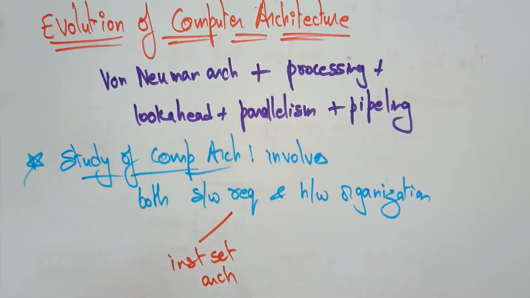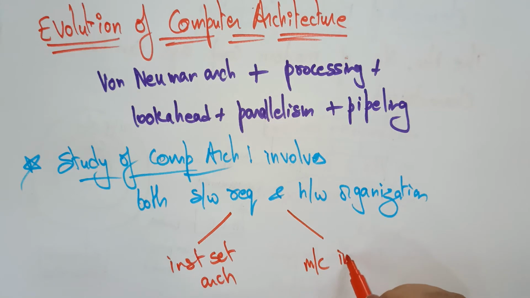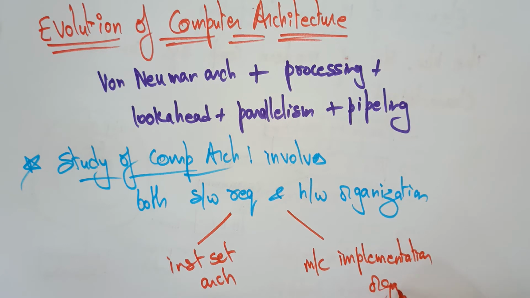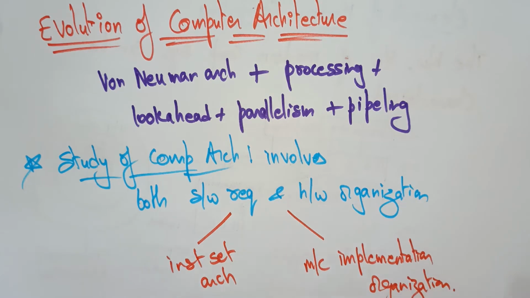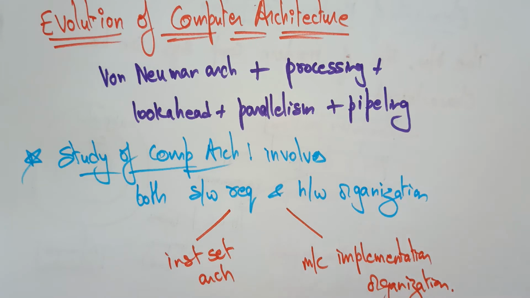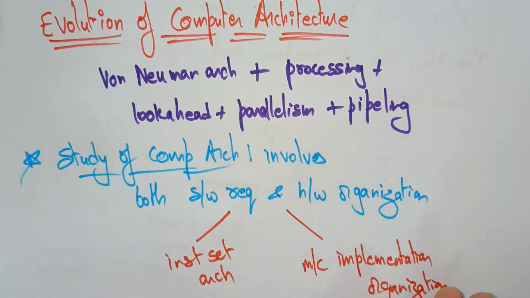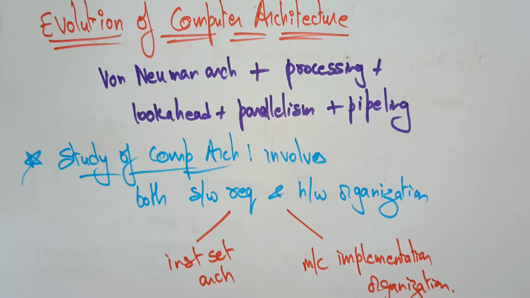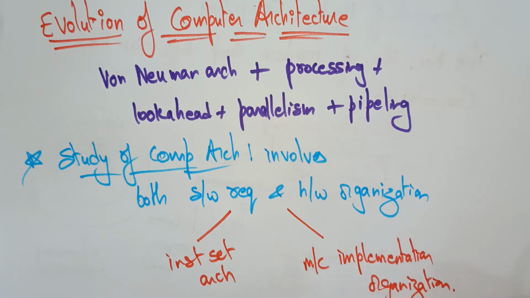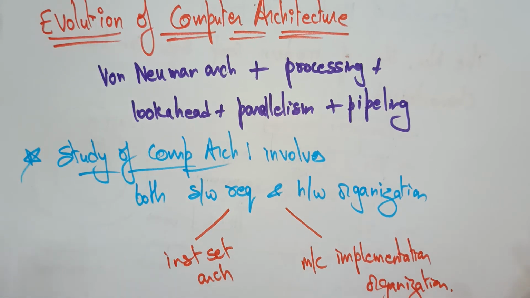The software requirement is nothing but the instruction set architecture, and the hardware organization is nothing but the machine implementation organization. This is what you are going to learn in computer architecture. You are going to learn how to design the instruction set architecture and how to program it, so that the hardware organization can be implemented, the machine implementation organization.